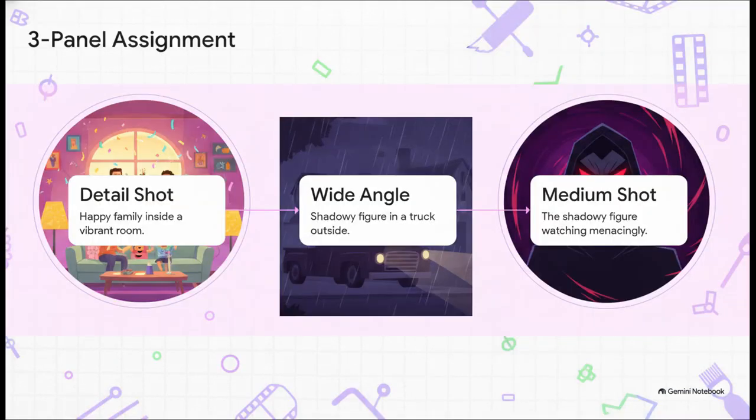To practice this, Huynh offers this brilliant 3-panel assignment. First, picture a telephoto detail shot of a family having a great time inside. Next, a wide angle showing a shadowy figure in a truck outside. And finally, a medium shot of that shadowy figure watching menacingly. Boom! We just created intense narrative flow and tension using only 3 simple visual compositions and absolutely 0 dialogue. Now that is visual storytelling.